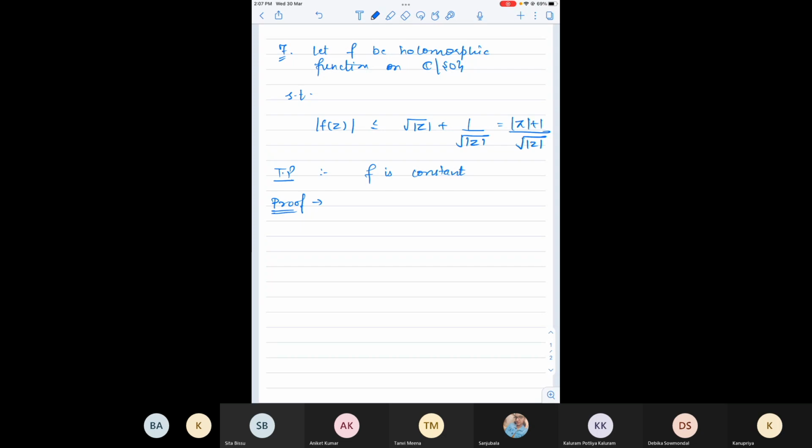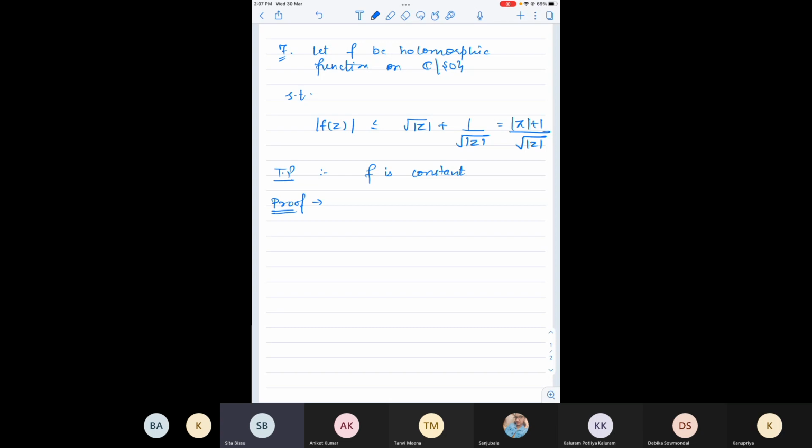Sita, do you have any guess how to solve this question? Ma'am, f(z) is less than or equal to root mod z. We can say from here that mod f(z) is less than or equal to root mod z.